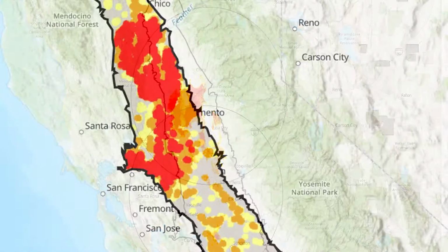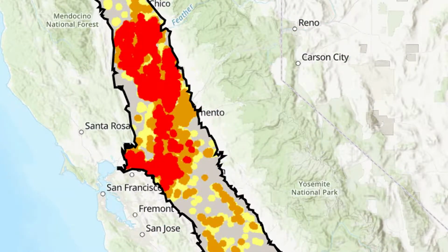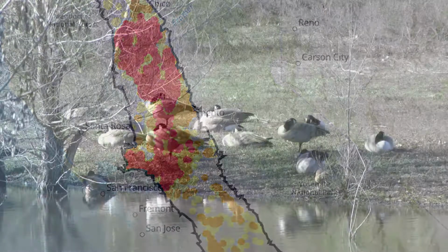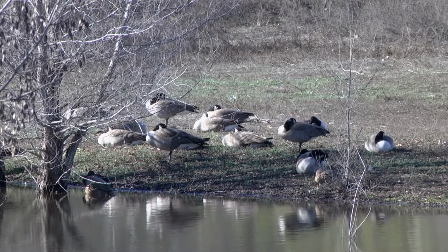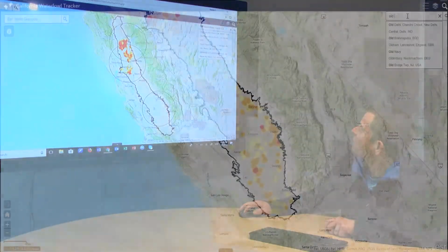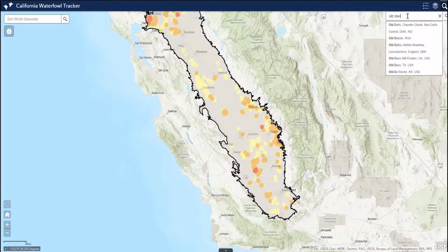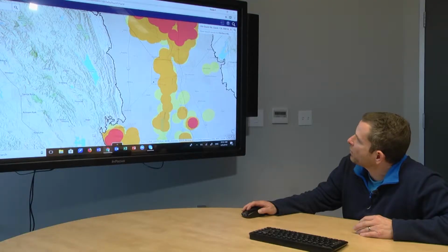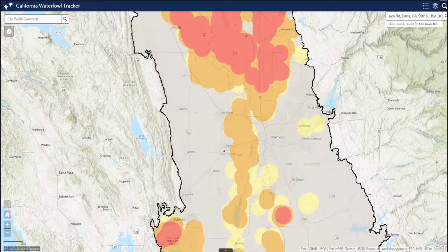Each one of these circles represents an area that the birds would use not only for roosting, but also for feeding. Then you would type your address information up here, and you can zoom out. This is Davis, where our farm is, the UC Davis Pasture Poultry Farm.